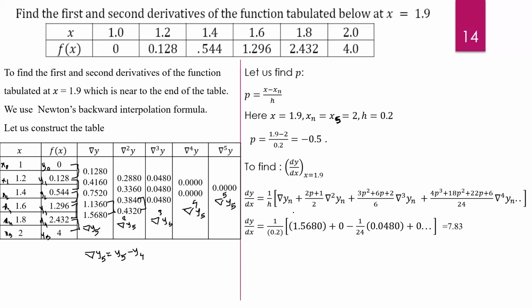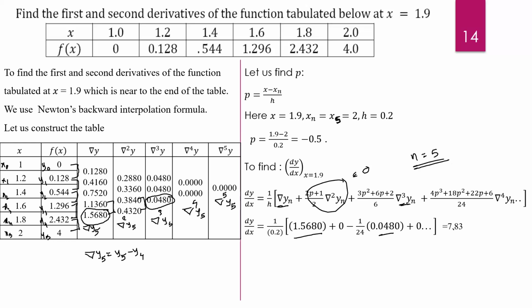And the formula of the first order, y suffix 5, here n is equal to 5, that is 1.5680. The second one is 0, this value is 0 when we substitute p is equal to minus 0.5. Now this is the third order. We substitute the third order value 0.0480 and the next values are 0. So we get 7.83. This is the first derivative of the function y.